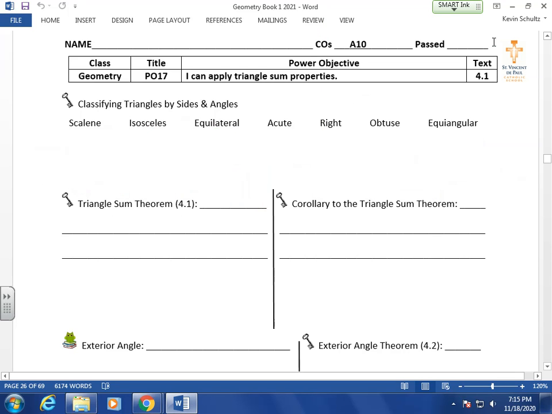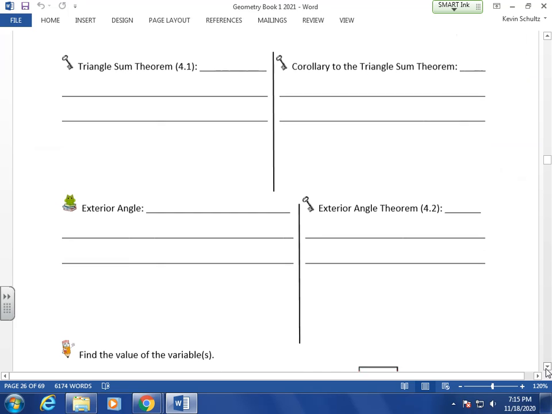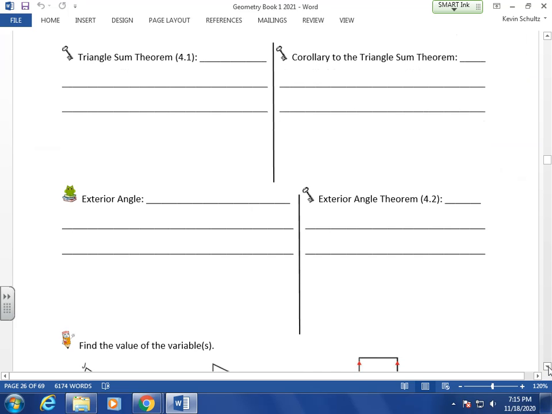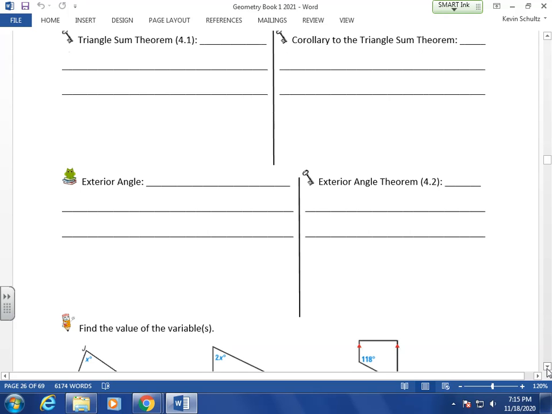We're going to learn some new theorems today, and really you already know at least the triangle sum and the corollary to the triangle sum, but now we're going to officially name them. The triangle sum theorem says that any triangle has angles that sum to 180 degrees. And really, you could replace the word any with every.